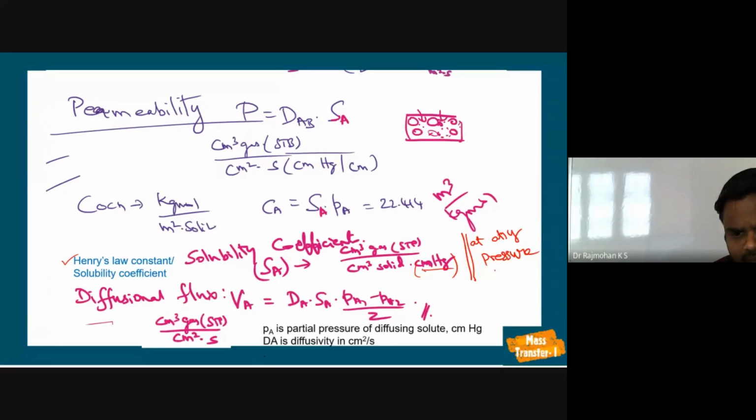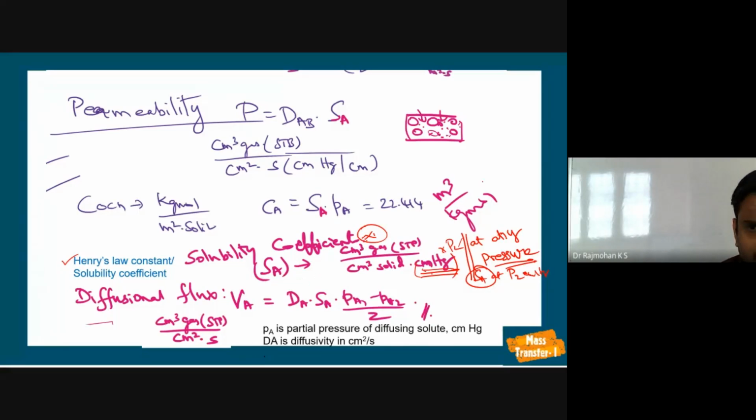So if I want SA at P2 centimeter Hg, I have to multiply by P2 and the unit will get cancelled, so that I'll have SA at a given pressure. That is the important thing we should do while solving the numerical also. So this is defined with divided by pressure. So always we have to multiply by pressure to get the SA value, the solubility coefficient at operating pressure.